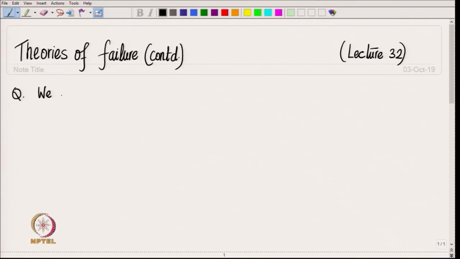Hello everyone, welcome to lecture 32, and this is actually also the last lecture for this course. So, we are going to continue with the theories of failure. So, let us work out a tougher problem in this lecture. So, we have to design what is called the lever. Okay. So, a typical lever will have the following shape.